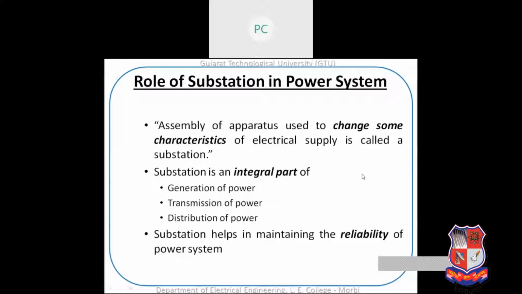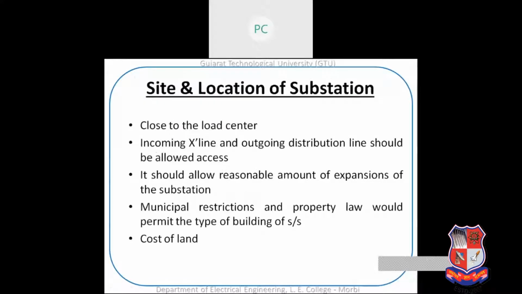What we have to understand is that a substation is an assembly of different apparatus that changes electrical characteristics. It is an integral part of the entire power system, and it helps in improving or maintaining the reliability of the power system. Now let us understand what will be the site and location of the substation. If you want to place a substation, at which place do we have to put the entire assembly of apparatus that we are going to use?